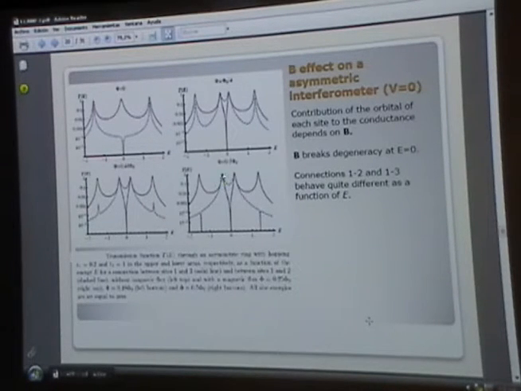This is for 0.5 of the quantum of flux, and this is 0.48. So they are very close to each other. But you can see that even this small change in the applied magnetic field changes, for the 1-2 configuration, this peak into an anti-resonance. So it could be a very sensitive way to measure changes in the magnetic field.